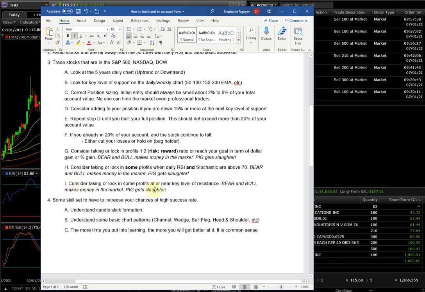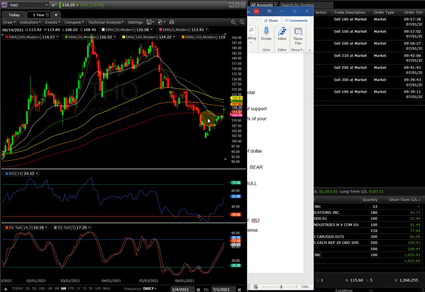Consider taking some profits or locking in near key levels of resistance. Again, it's the same psychology. I bought some here. I bought some here. My average cost is somewhere right here. Right now, I'm already profiting, and I see all these heavy resistance levels approaching. Stochastic is getting high. I'm taking my profits. Profit is profit. Don't be greedy. Don't wait for this to go up here. I don't know how long it will take for this to go back to 150.